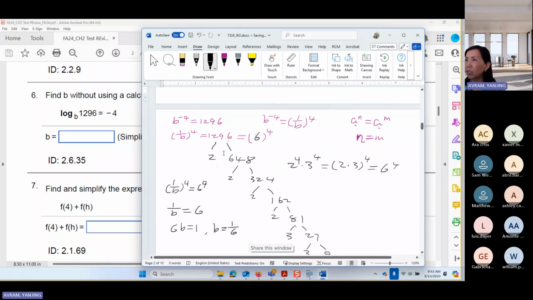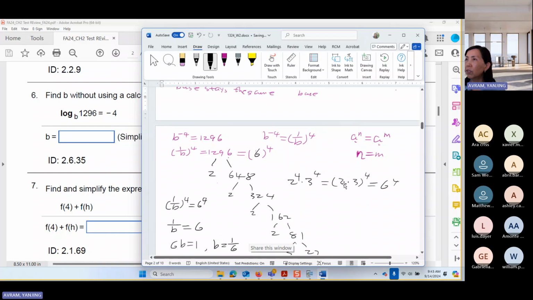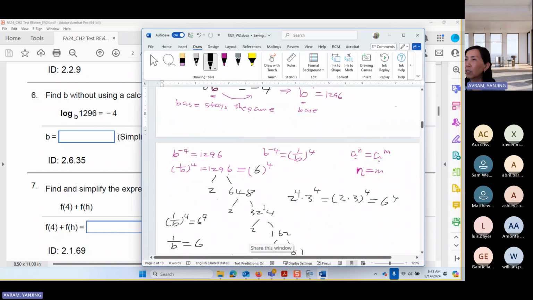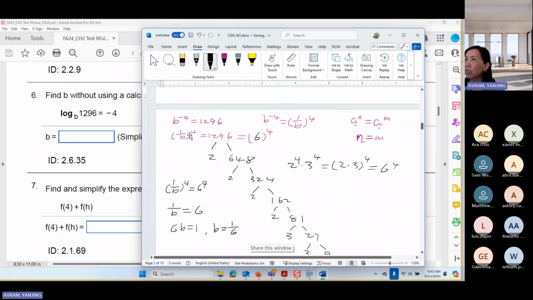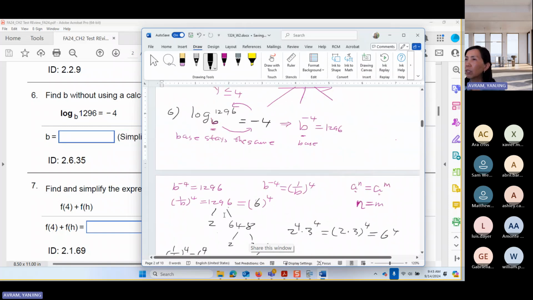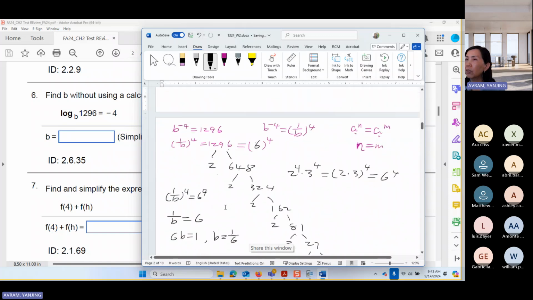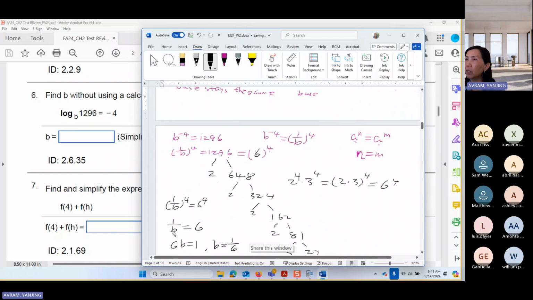A little bit tricky on this one. So first, you have to convert it into an exponential equation, and then go find the same power, right? So you have to find b to be the same base. So in order for this one to hold, 1 over b must be equal to 6.